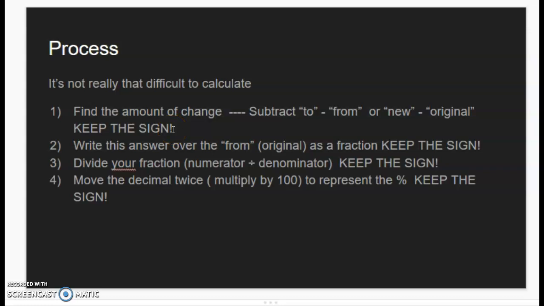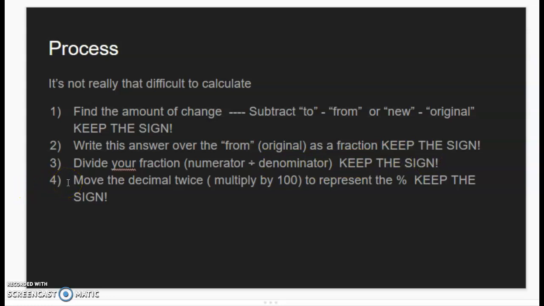Ta-da! Really easy. Write the answer over the from, or the original number, in a fraction, and be sure to keep your sign on that fraction. Keep your sign. Now you're going to divide the fraction, or do the calculation. Top divided by bottom, numerator divided by denominator, and make sure again you keep the sign on the problem.